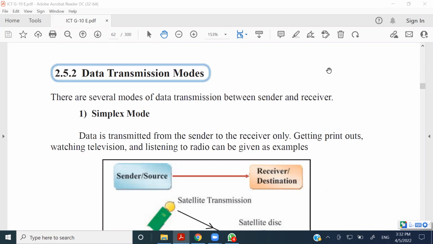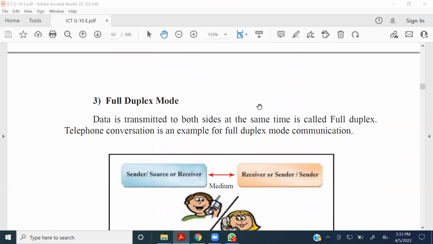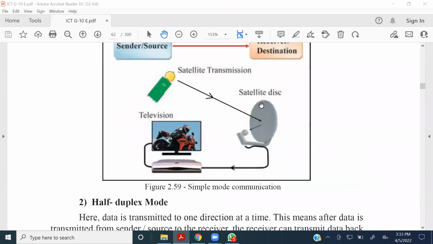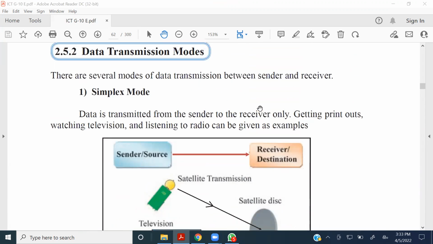Right. So we discussed this particular topic last week as the very last part of the last week's session. It was about the data transmission modes. We talked about three data transmission modes: simplex, half duplex, and full duplex or the duplex mode. So I'll recap it and go to the next topic.